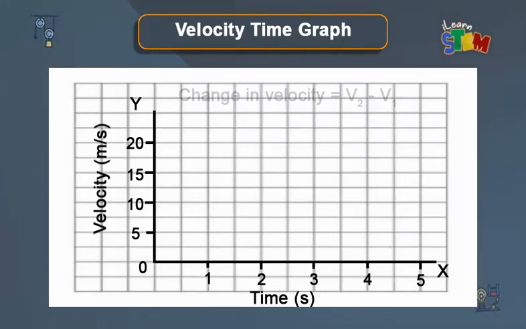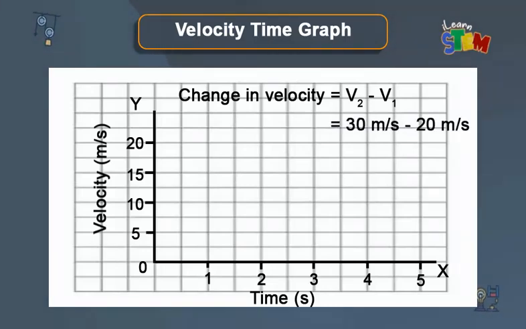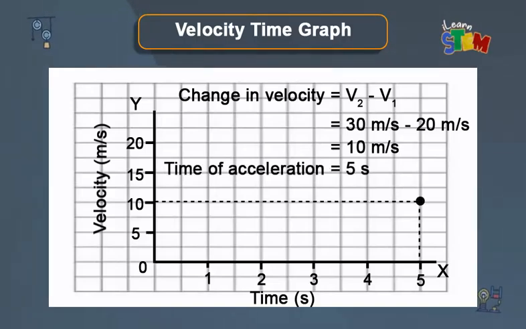Our change in velocity is final velocity minus initial velocity, which is 30 meters per second, minus 20 meters per second, which will give us 10 meters per second. So our change in velocity is 10 meters per second. Next, we need to find the time over which the acceleration occurs, which is 5 seconds. So we will mark the point where 10 meters per second meets with 5 seconds.